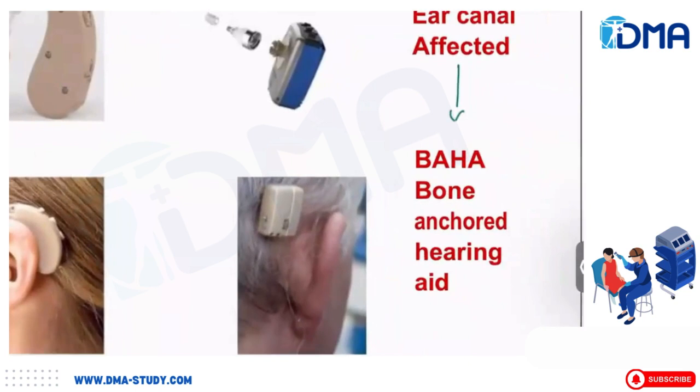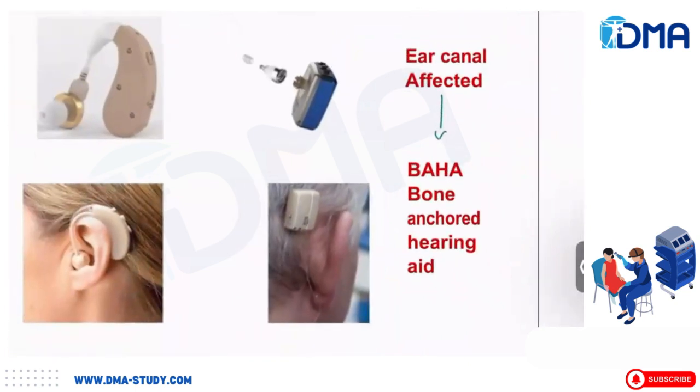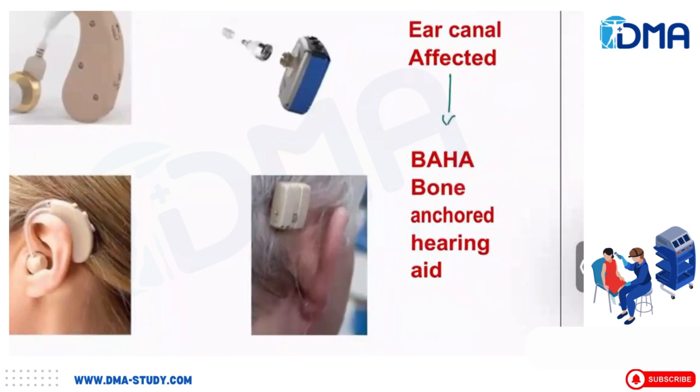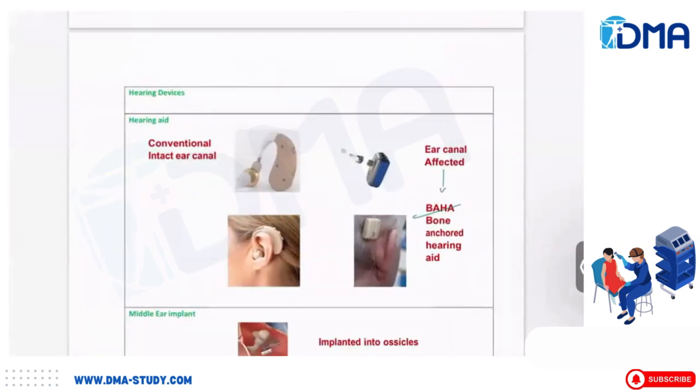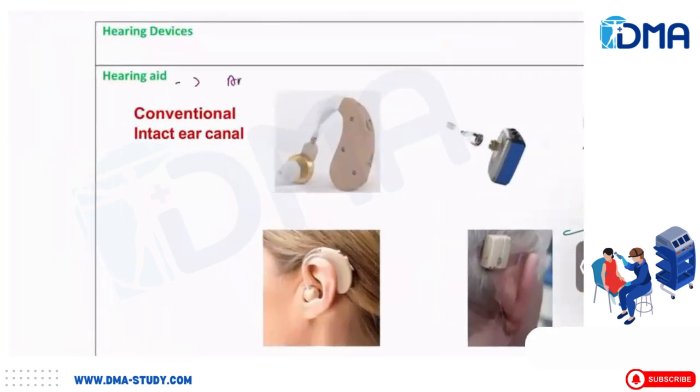The second one is where the patient is having an affected ear canal, such as I have told you already, microtia, atresia, or the patient is having recurrent CSOM, but still needs some hearing aid support. That is good enough now: BAHA. Bone anchored hearing aid is called BAHA. So these are the conventional hearing aids. These are just acting as a microphone, they are just amplifying the sound.